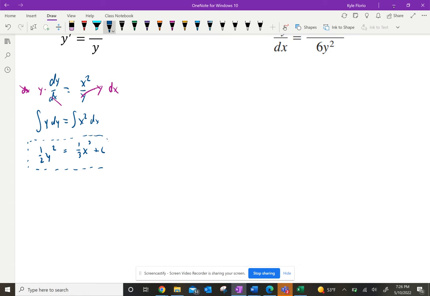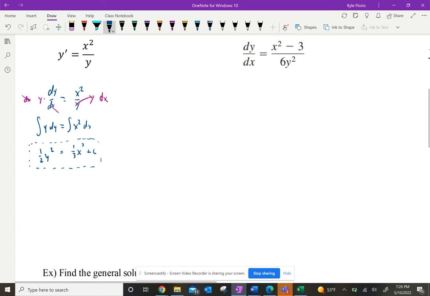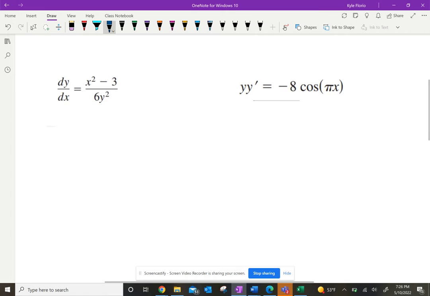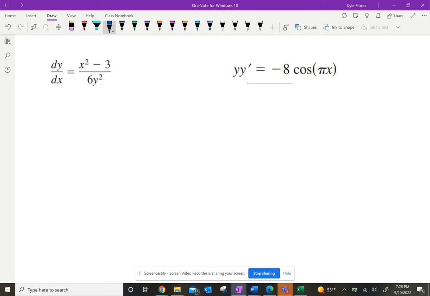If we want to isolate y, we can multiply both sides by 2, but I'm just going to leave it alone for now. Another example, it's already in dy dx form. Now we just need to get the x's together and the y's together. So I'm going to multiply both sides by dx. So now I get the x squared minus 3 dx. I just need to multiply both sides by 6y squared to get the y's together. So 6y squared dy equals x squared minus 3 dx.